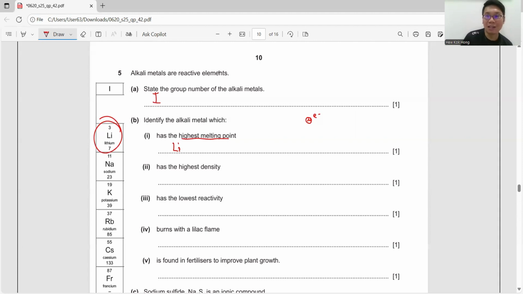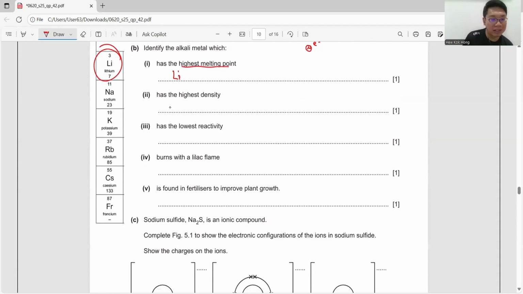Has the highest density. We know that when we go down the group, it's more and more dense, so here it is Fr, francium. Which one has the lowest reactivity? We know that group 1 wish to remove 1 electron. When going down the group, the valence electron is further and further away, so it is easier to remove, because the attractive force from the nucleus is weaker. So the lowest reactivity, the one that doesn't like to remove the electron, is lithium compared to the others. Lithium is the least reactive.